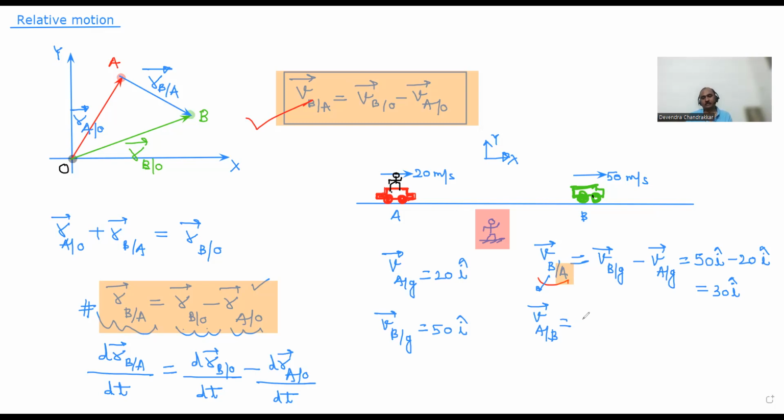Now, what about this? It's VAG minus VBG. So this is 20 I cap minus 50 I cap. So this is minus 30 I cap. Right? Now see, when you are standing on B and observing, A is going backwards. Yes or no? A is going backwards with a speed of 30 in the minus I cap direction.